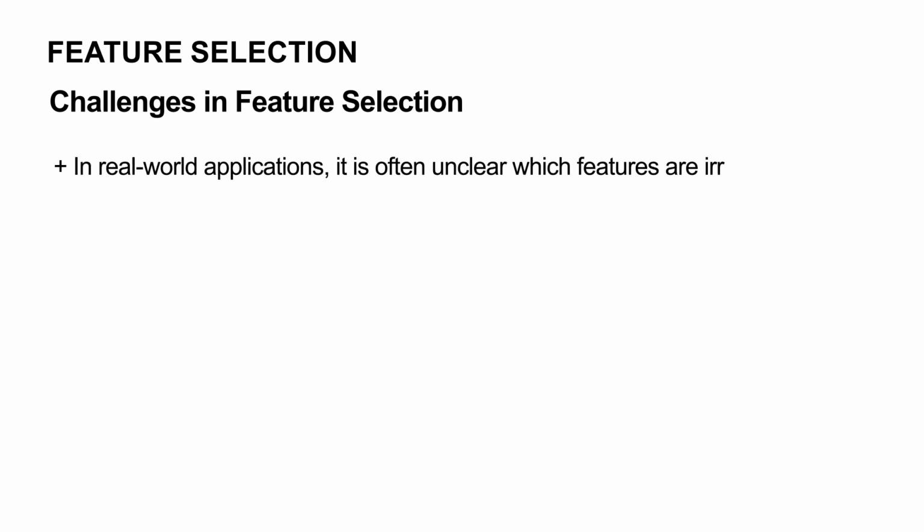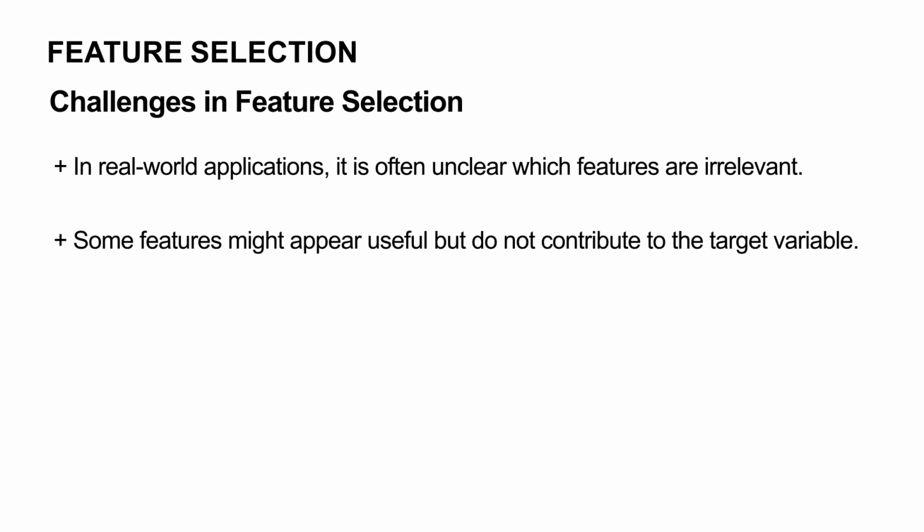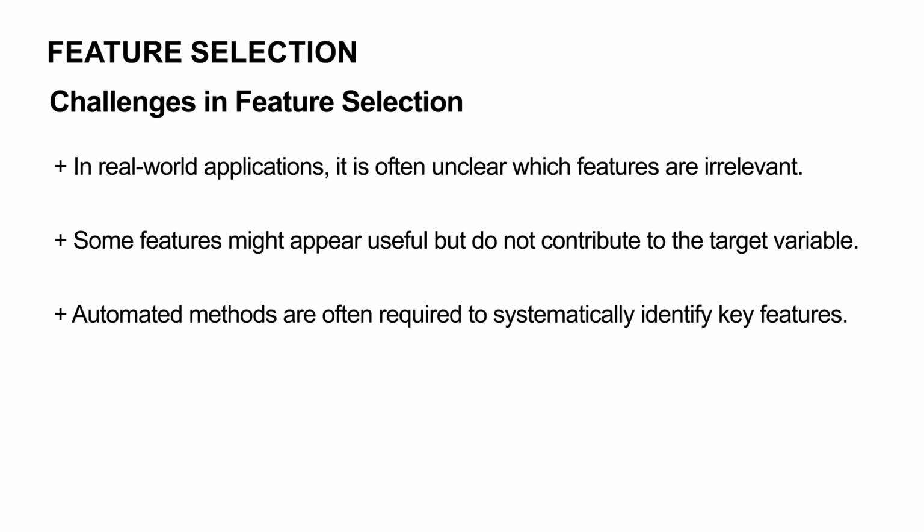Challenges in feature selection. In real-world applications, it is often unclear which features are irrelevant. Some features might appear useful but do not contribute to the target variable. Automated methods are often required to systematically identify key features.